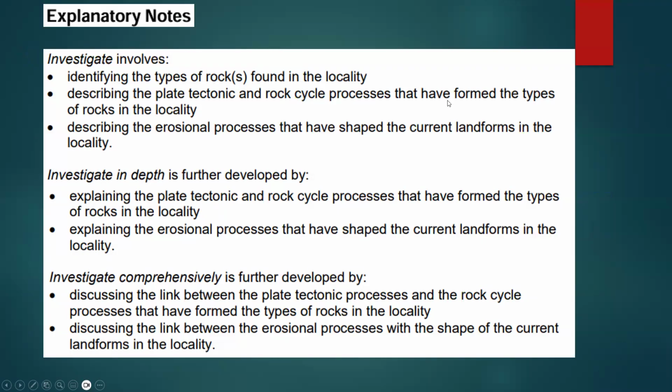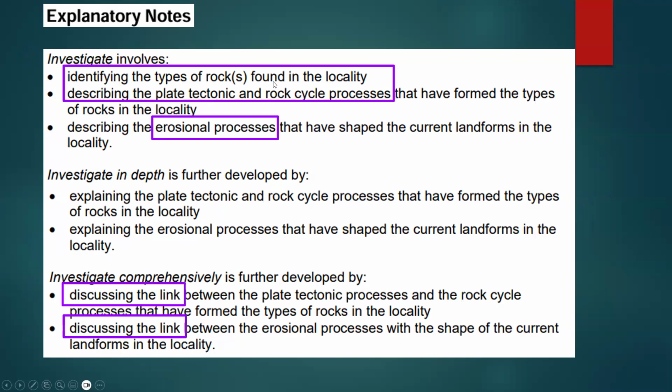These are really just the standard statements. We're moving up to look at the exemplars for this particular standard. So just a couple of key things to highlight. At the achieved level, identify a rock that's found where you're going. Describe how the rock cycle processes form that particular rock, and then describe how erosional processes have then changed the landform you've been looking at.